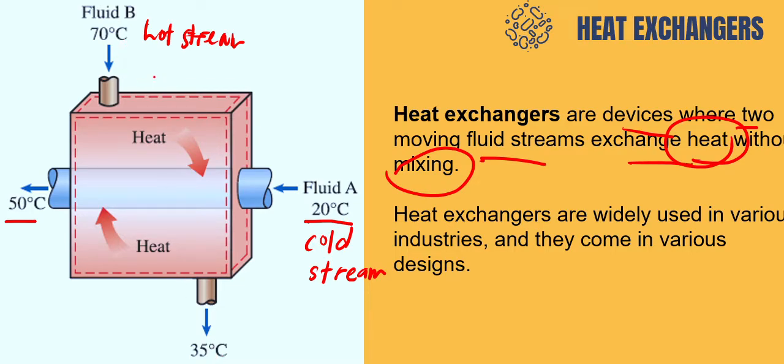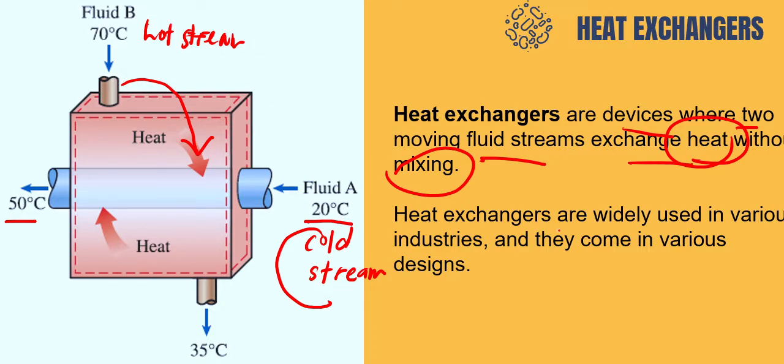So now the heat from fluid B can be transferred to fluid A that requires heating. That is the basic principle of a heat exchanger, where you exchange the heat between two fluids without contact, without mixing. They are not touching each other, but they can still transfer heat.